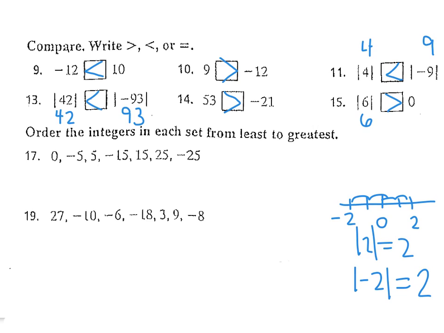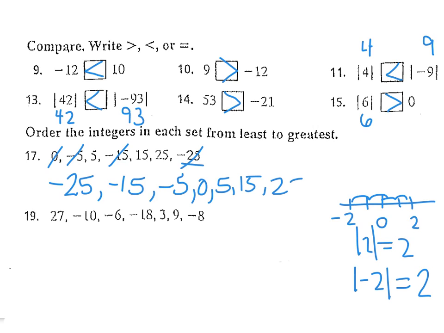Okay, they're also asking us on this page to order the numbers from least to greatest. So what you do is you take the highest negative, so in this case it would be negative 25. That's actually your lowest number. Okay, the next highest negative would be negative 15, so that's the next smallest. And the only other negative we have is negative 5, so that's the next smallest. Then we have 0, and then 5, 15, and 25. So that's how you would put those in order.